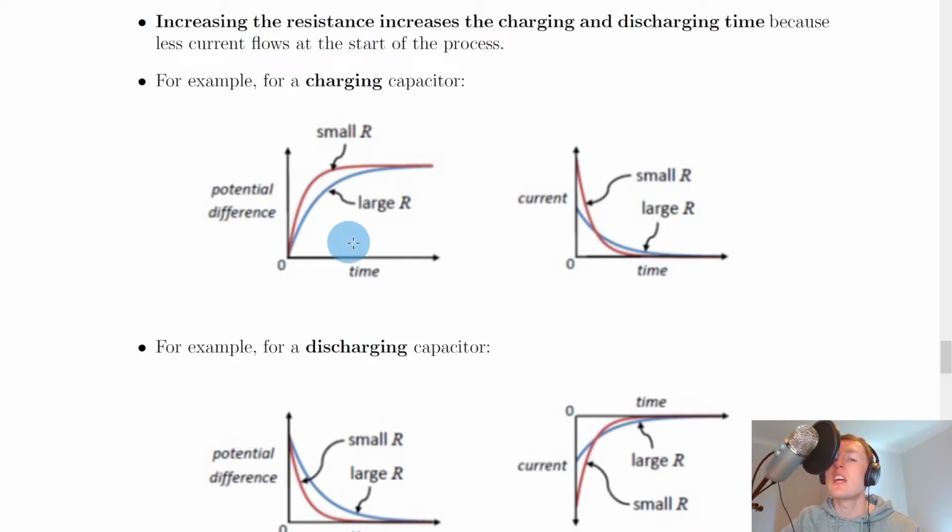Here's a couple of graphs just like we saw for the capacitance case earlier. For the charging case, first of all, we've got potential difference against time and current against time, and you can see that for a small resistance of the resistor, the potential difference takes a shorter time to reach a maximum value, whereas using a larger resistor it takes a longer time.